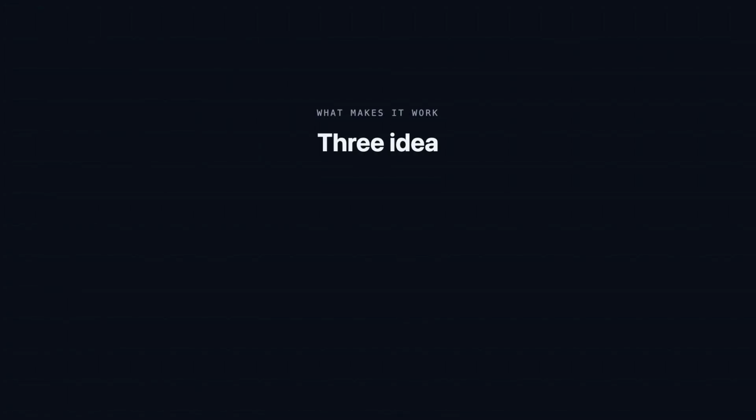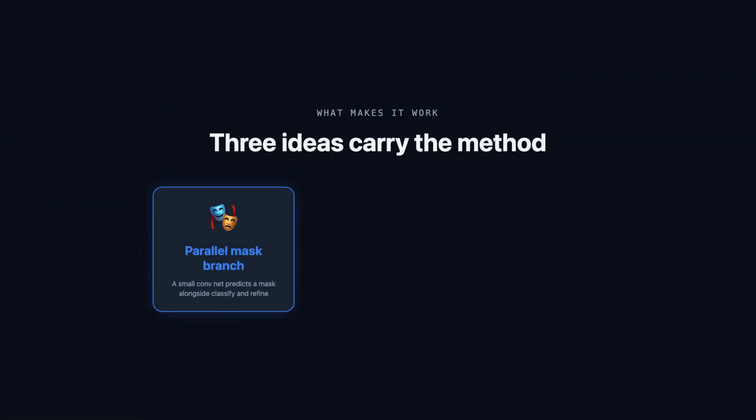So let's pull out the 3 ideas that carry this method. A parallel mask branch. On top of the existing classify and refine head, a small fully convolutional network predicts a mask for each detected object, running alongside the other outputs rather than replacing anything that already worked. Because it is parallel, adding masks barely slows the detector down.